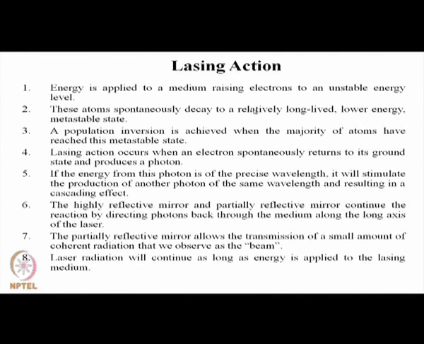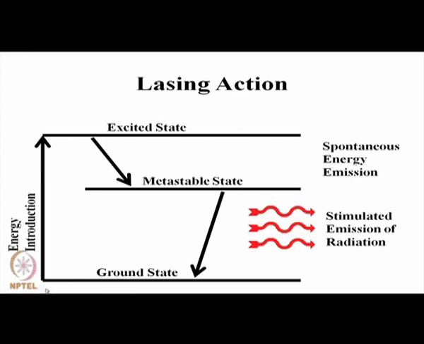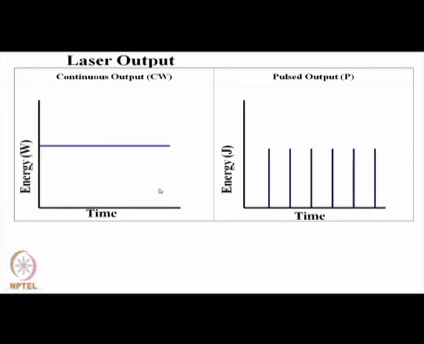Okay. So, this is the brief story about lasing. You see energy introduction, excited state, then by a non-radiative transition the metastable state is generated, then metastable state to the ground state. Okay. It is shown as a 3-level case, but it may be 4-level. Then it is your stimulated emission of radiation. Okay. This is the schematic of lasing action.